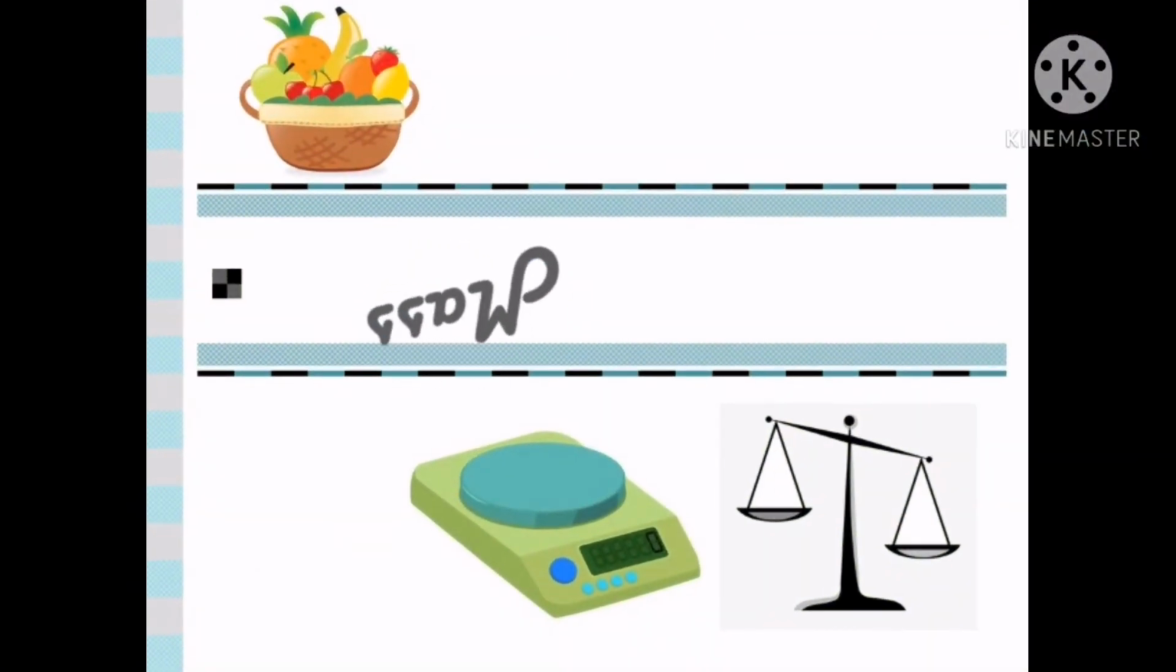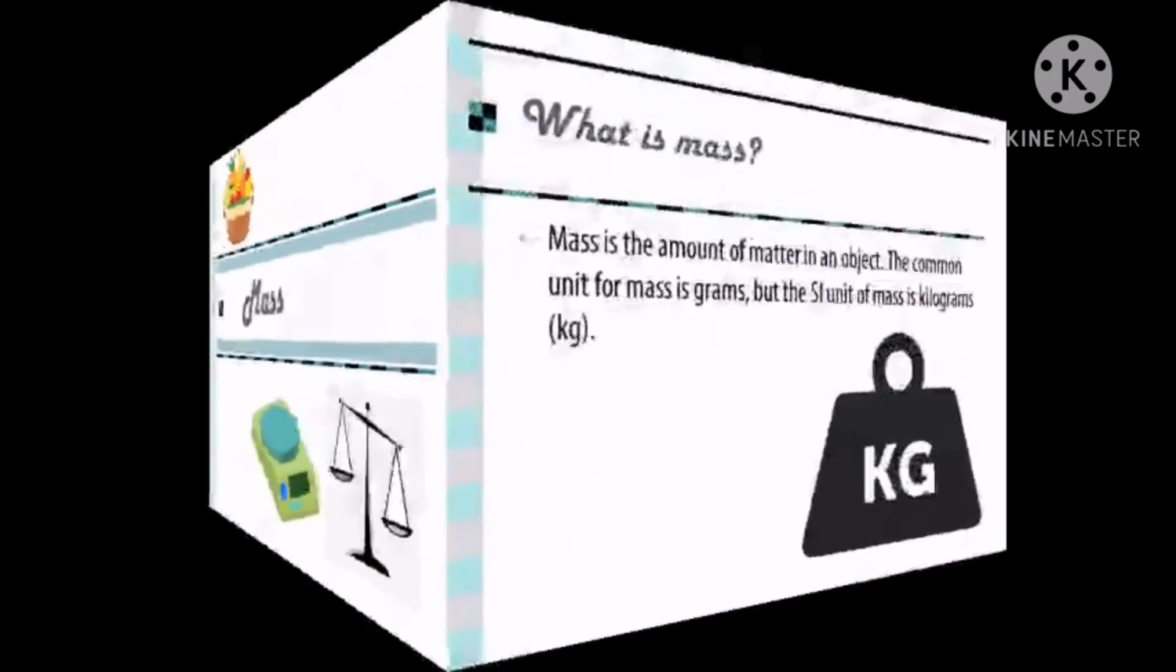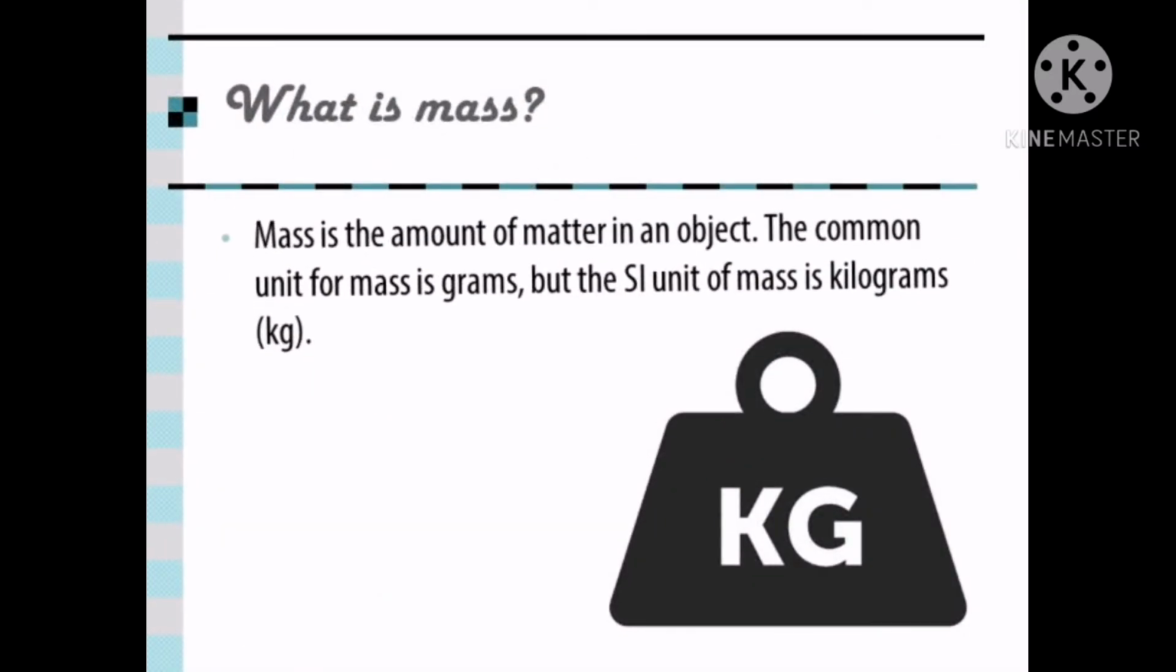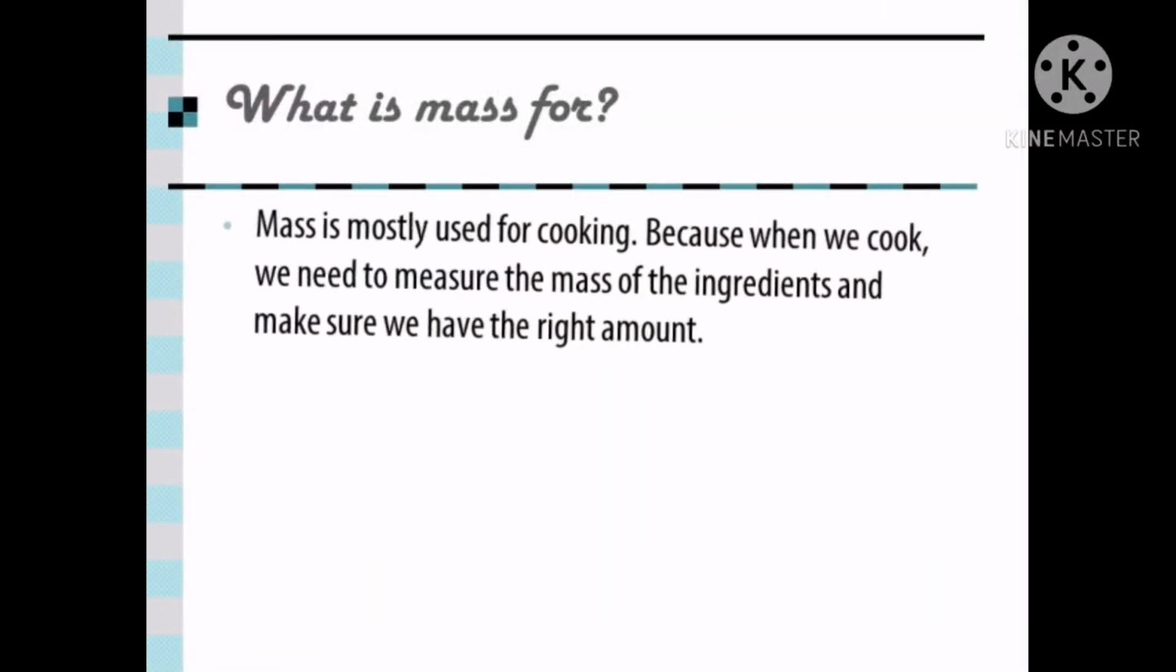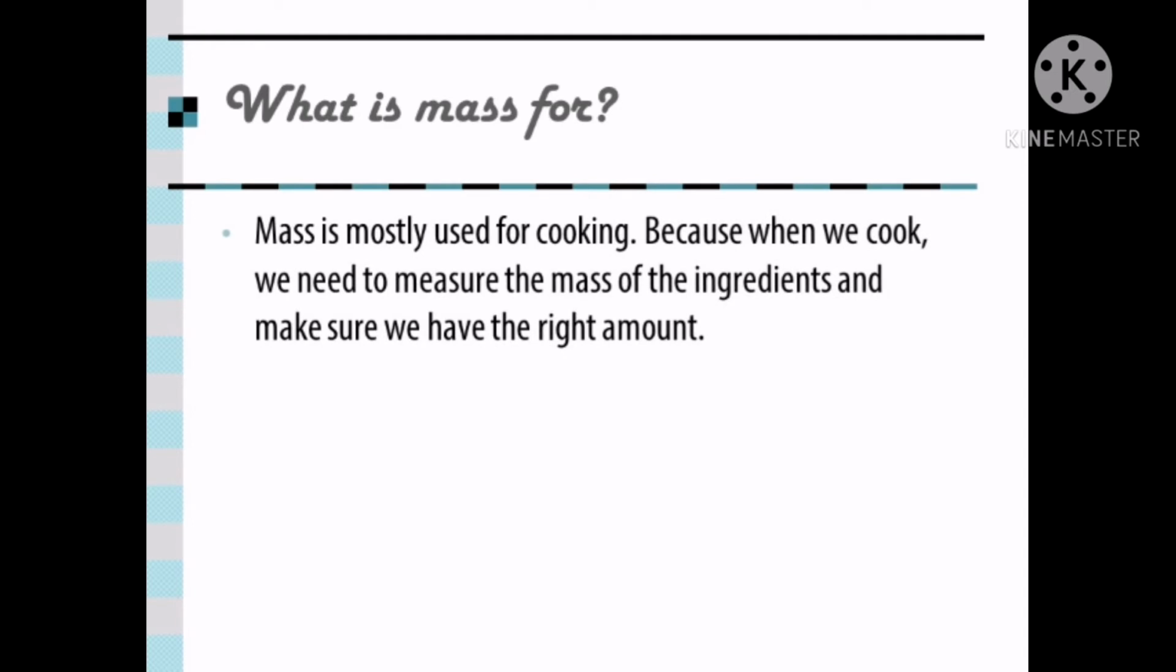Now we're on the last one, mass. What is mass? Mass is the amount of matter in an object. The common unit for mass is grams, but the SI unit of mass is kilograms. What is mass for? Mass is usually for cooking, because when we cook, we need to measure the mass of the ingredients and make sure we have the right amount.